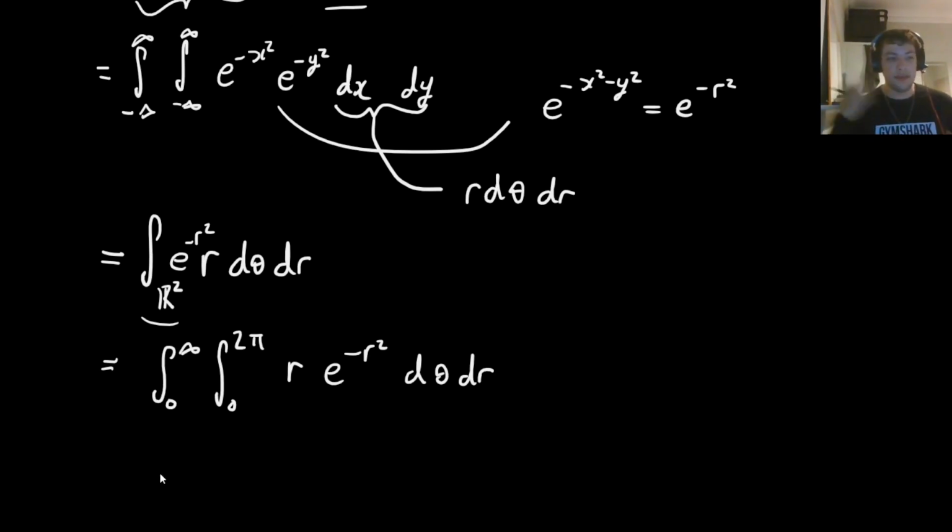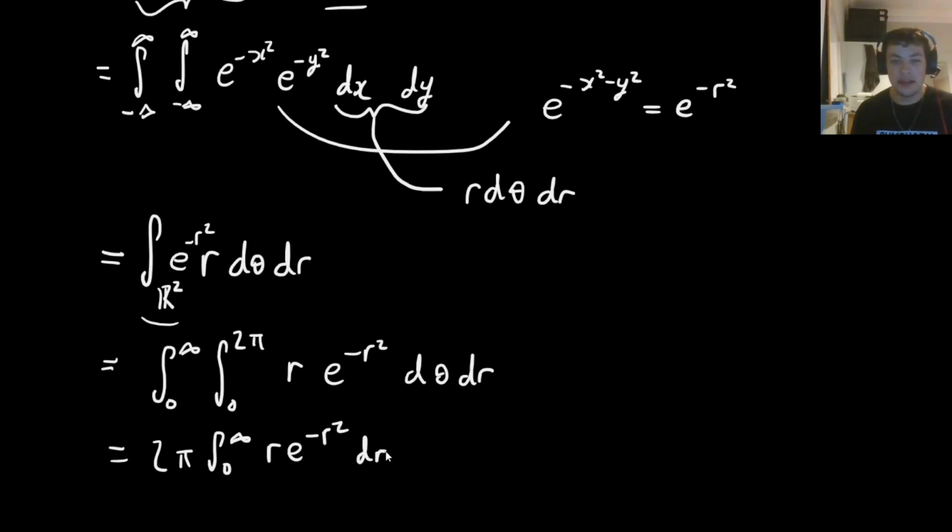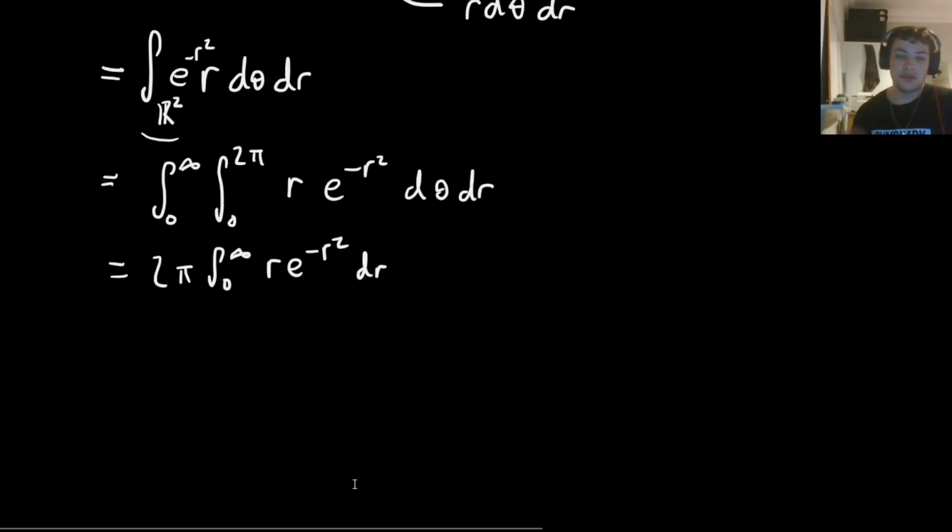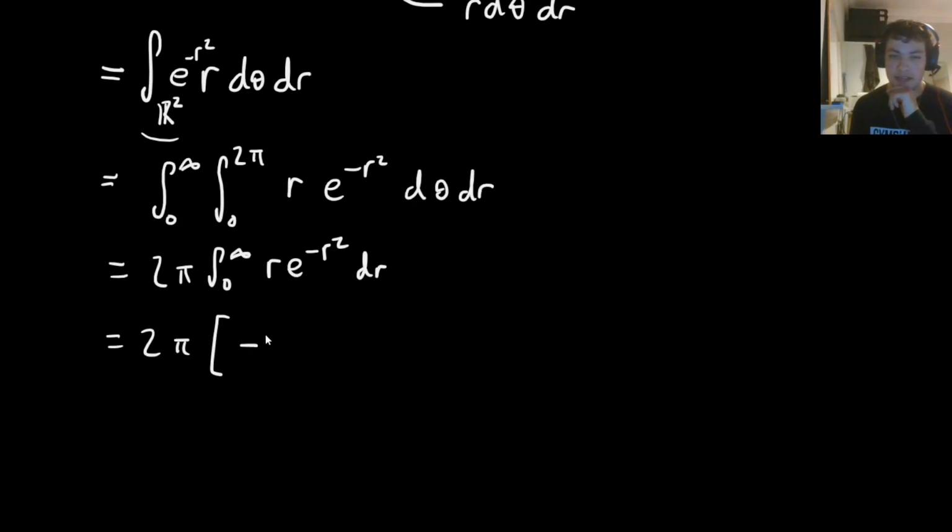That's going to be theta evaluated at 2 pi and 0, so that's going to be 2 pi times the integral from 0 to infinity of r e to the negative r squared dr. Now we can do this integral. We couldn't do the integral before, but this one is perfectly fine, because the derivative of this is nearly this. It's 2 pi times negative 1/2 e to the negative r squared from 0 to infinity. You can check that if you want.